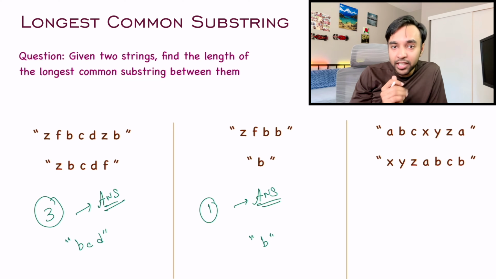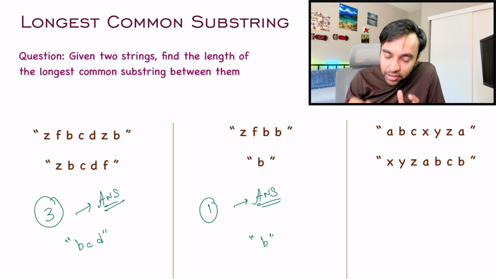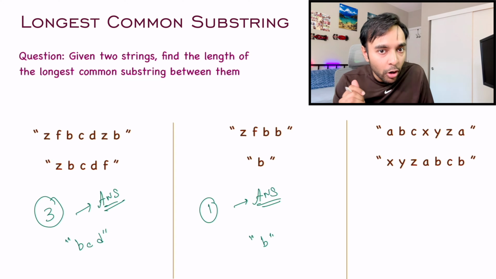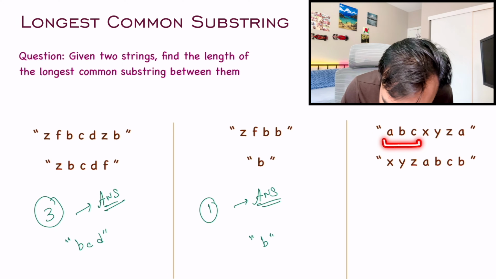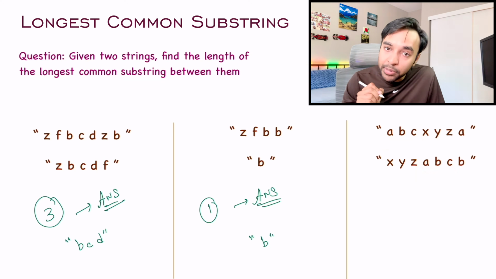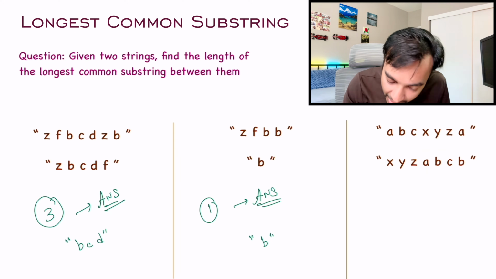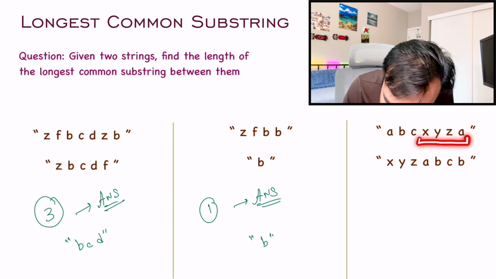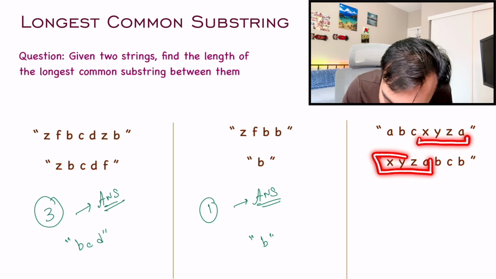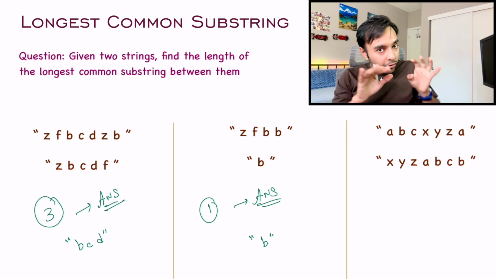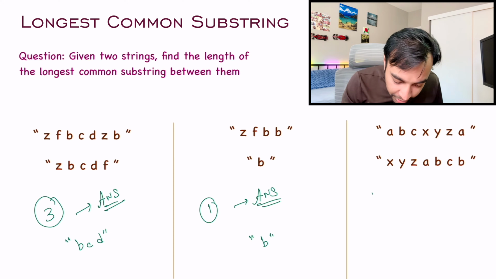Similarly, you have your third test case also. This test case is special because you have multiple common substrings. For example, you can find ABC over here and you can find ABC. Then you can find an XYZ, you can find an XYZ. And if you notice, you have XYZA and this is the longest common substring. So for the last test case, 4 is your answer.